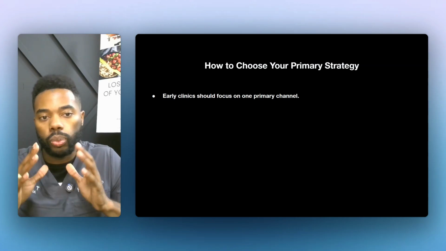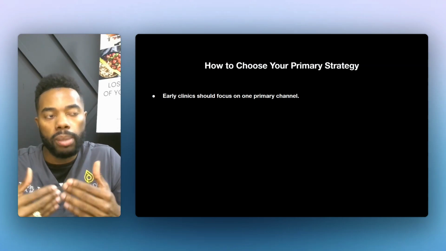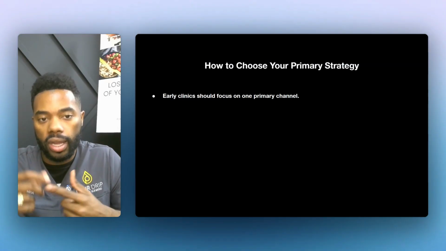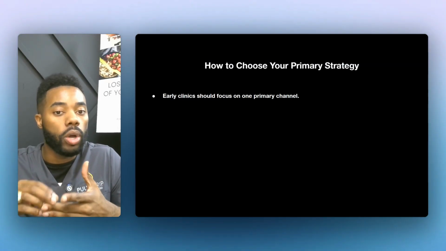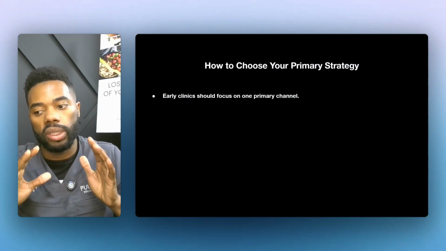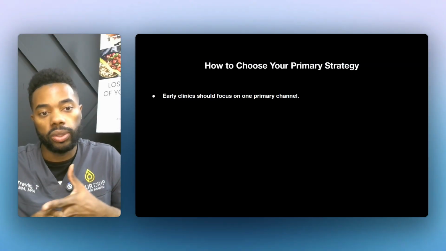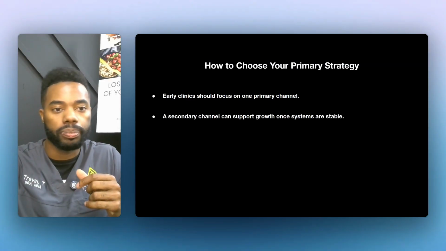And so you want to choose one primary channel. So again, reiterating here, a primary channel means you're putting all your effort and your resources into that channel. That does not mean you don't use the other ones at all. It's just you're not giving as much effort into those other channels that would lead you to be burned out or spread too thin.